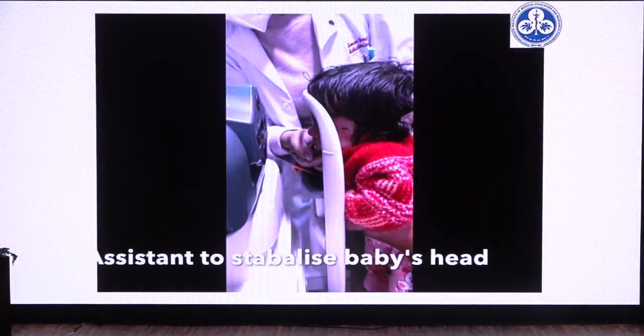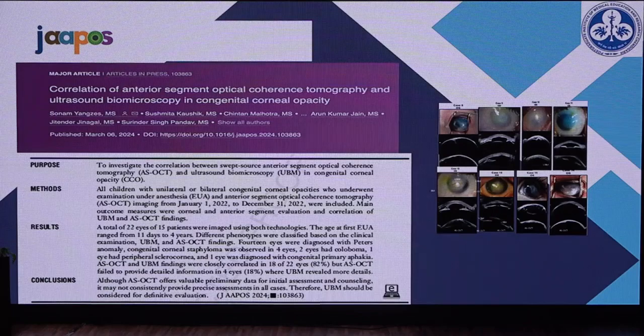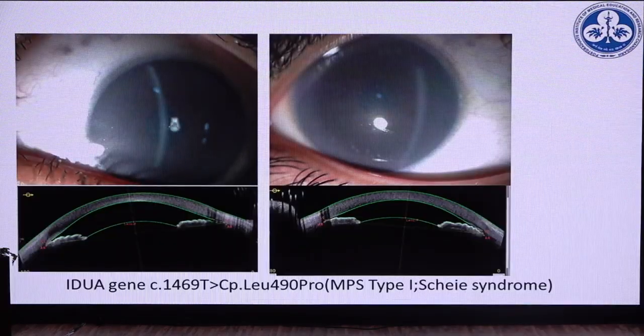Now in our department, we are routinely using Swept-source OCT because it takes less than 2.5 seconds to image, and it requires only incidental fixation and not prolonged fixation. We use it routinely to image babies, and we have a departmental publication on Swept-source OCT in children with congenital cataracts, where various morphologies have been described. We have also recently published our study on Swept-source OCT compared to UBM in small children. Various congenital corneal opacities were imaged, and we found that it has very good repeatability and reproducibility compared to UBM. Of course, UBM is the gold standard in visualizing any opaque structure.